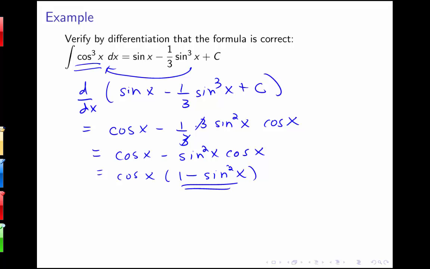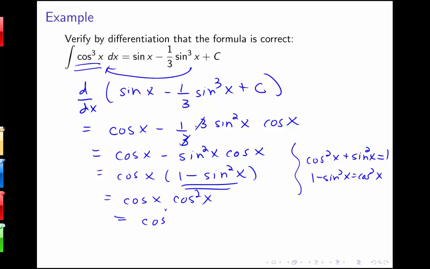And we notice that this has a relationship to cosine squared. Remember that cosine squared x plus sine squared x is equal to 1. So 1 minus sine squared x is equal to cosine squared x. So we can replace this with cosine squared x, which gives us cosine cubed x. Okay, so we were able to verify that that formula is indeed correct.